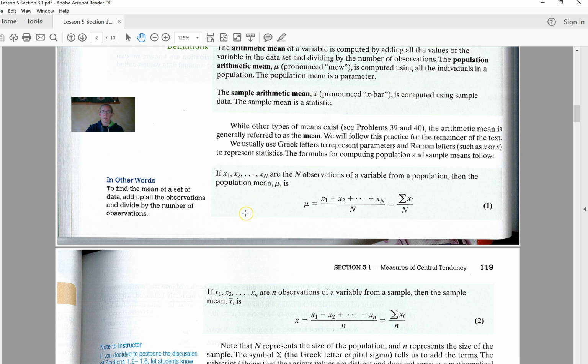To calculate the mean of both the population and the sample, it is the same process. The formulas look different though. The first formula here begins with mu. That is for the population mean.